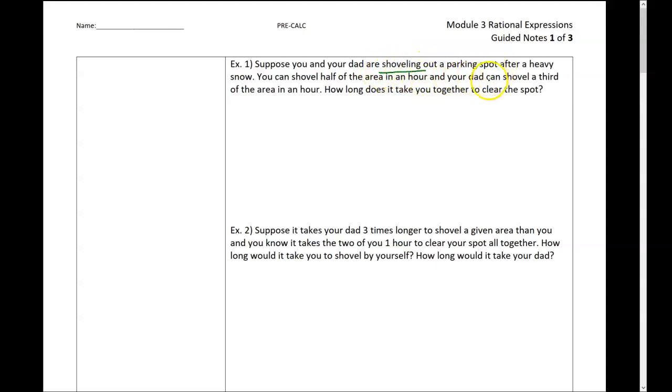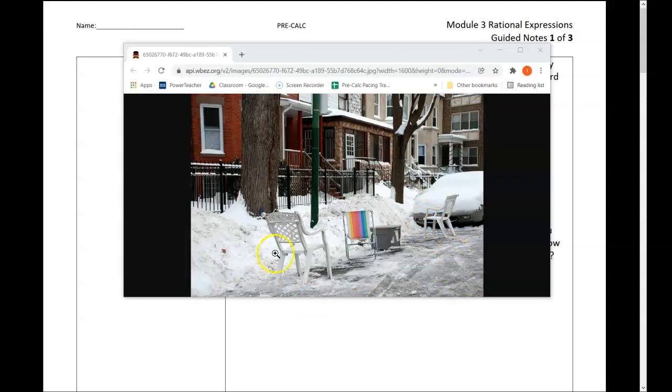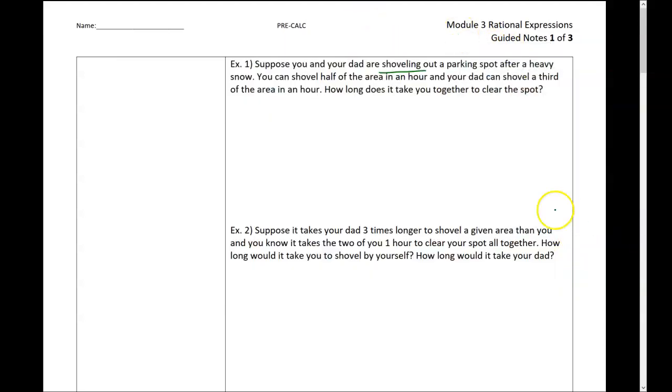And we're going to use an example that is probably familiar to you as a Chicago kid and is probably coming up in your life sometime soon, given the time of the year it is, right? So imagine you're shoveling out a spot with your dad, and as we know, the Chicago tradition is once you're done shoveling, you and dad are going to leave some trash there to stake your claim, right? So we are given that you can shovel half the spot in an hour, right?